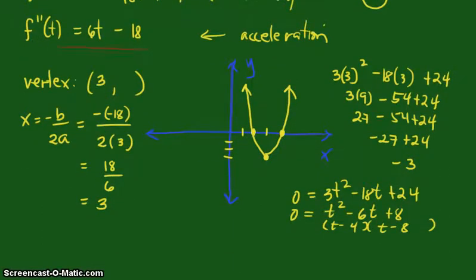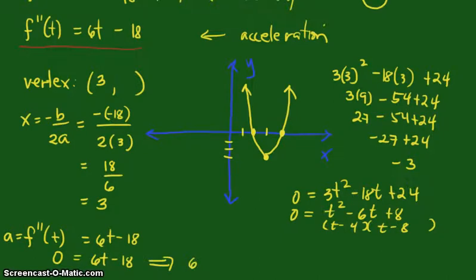So this is the line that we need to graph. You have to set that to 0. From f double prime of t, this is the acceleration, so you have 6t minus 18. You set this to 0. This means 6t is equal to 18, and this will give us t is equal to 3. So it will cross the x-axis at t equals 3. So this is the point.